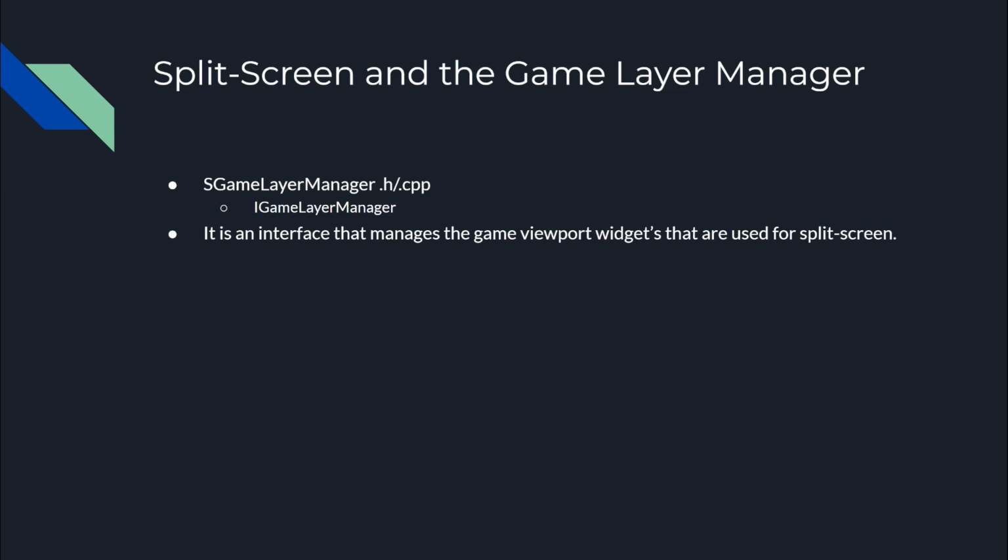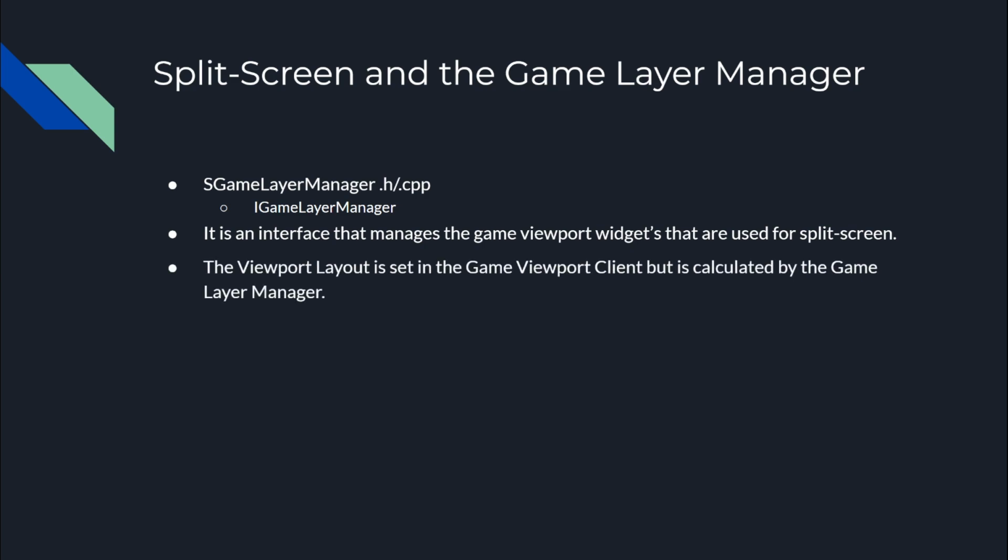So the game layer manager, as I said, is an interface. The viewport layout is set in the game viewport client, but it's actually calculated by the game layer manager. So this is regarding what I was saying earlier about the two viewports side by side on the top half, while the third one is in the bottom half. This is pretty much what the game layer manager calculates and then sends to the game viewport client. But the game viewport client is right now hard coded to grab it as element 0, 1, 2, 3, 4, etc., based on how many players there are.